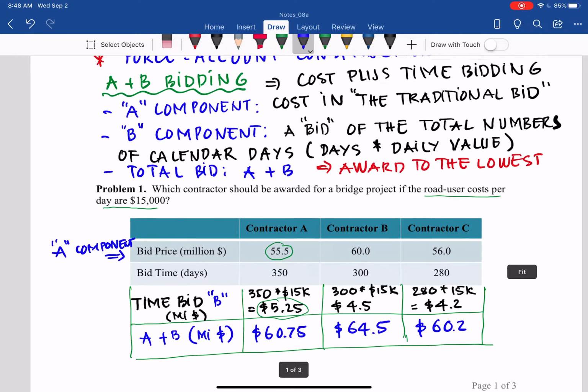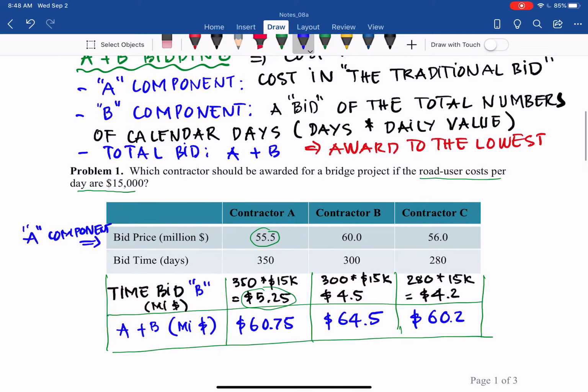So from that, if we use traditional competitive bidding, award to the lowest bidder, you can see we only consider the bid price, the A component. Contractor A 55 million, B 60, contractor C 56. So most likely you will select A, the lowest bidder, if we use only the A component that we traditionally use.